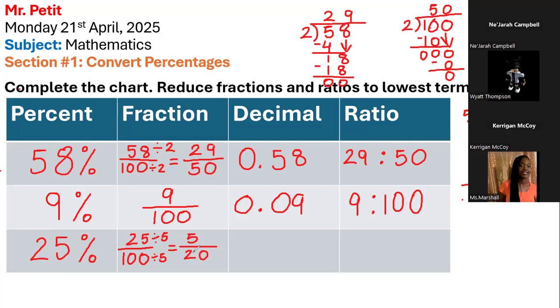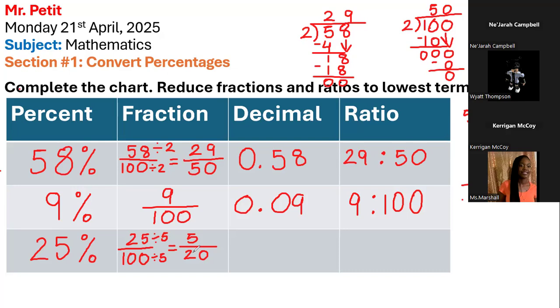5 over 20, is that in the simplest form, Seth? Or can it be reduced some more? I don't know. Say it again? I don't know. You don't know? Class, you want to help him?